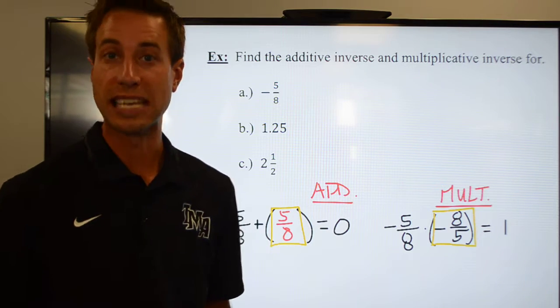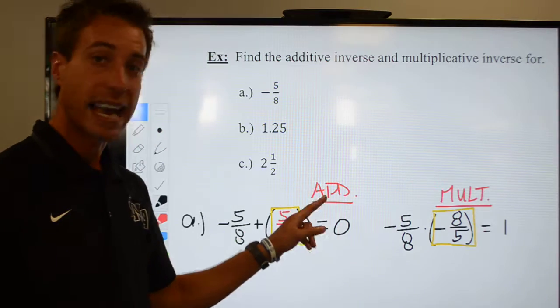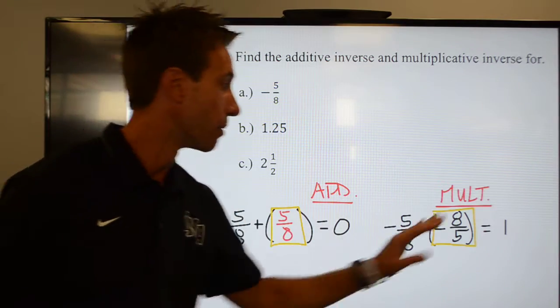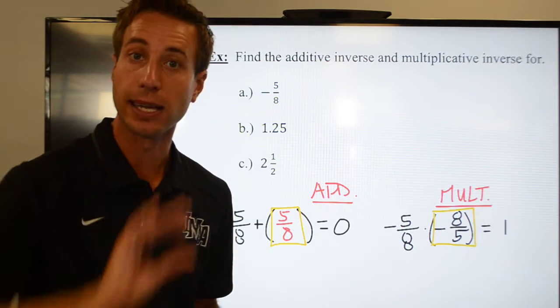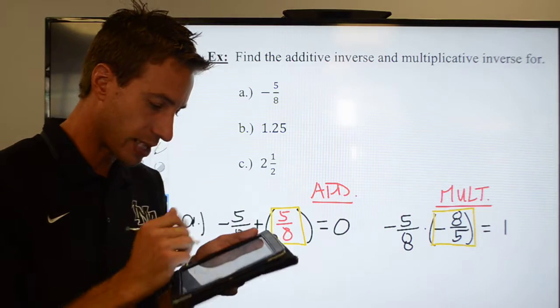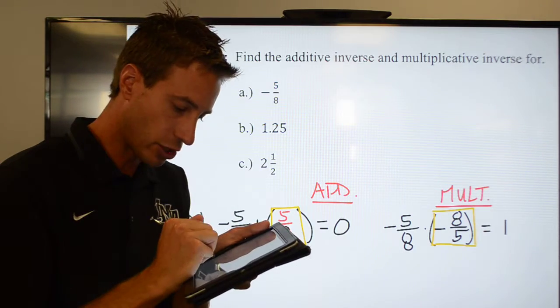It's just the inverse. So for additive inverse, you want the same number, opposite sign. For multiplicative inverse, same sign, inverse of the number. We should be able to get through the next ones then using those generalizations here pretty quickly.